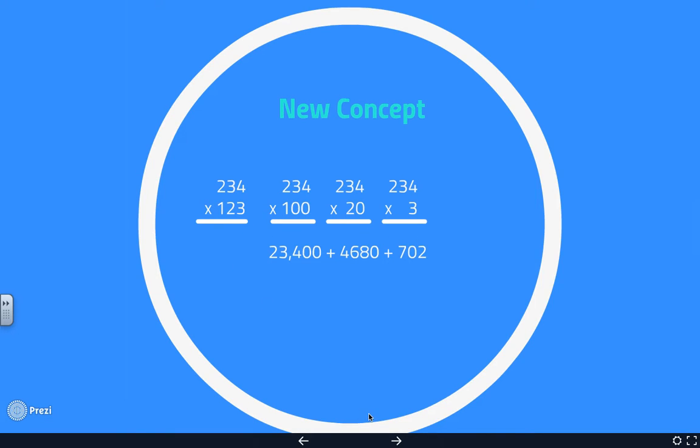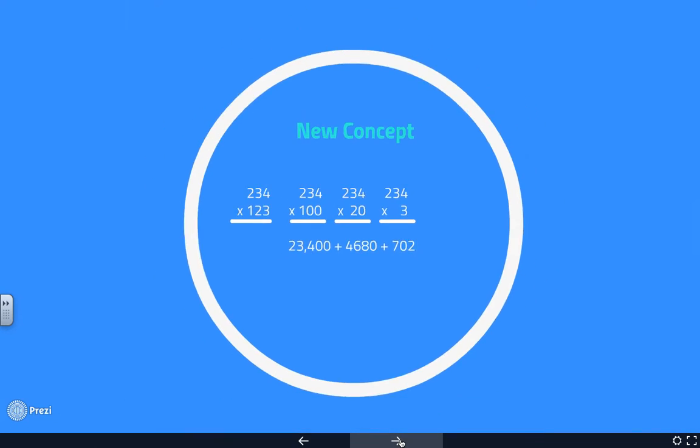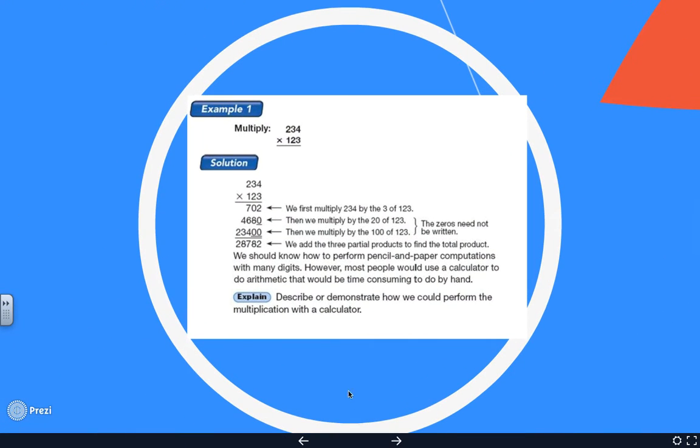And then what we're going to see is in our first example, that's what we're doing. So you're basically doing the ones first, which is 702. You add in our 0, then we do the 2's. Then we do the hundreds. So you add in the 2 zeros for the hundreds, and then you multiply.